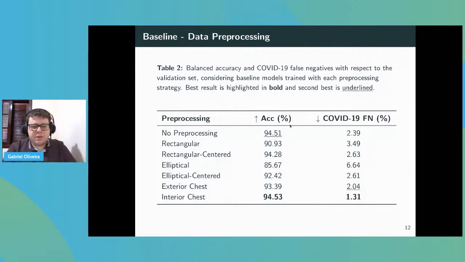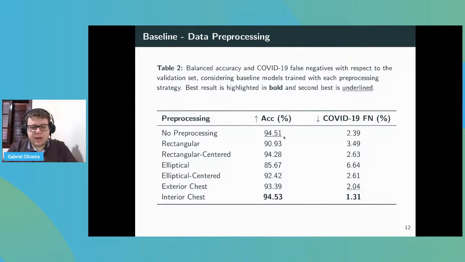So here are the results of our first experiment. We use different metrics. The first one, the ACC, is the balanced accuracy, which is a common metric used in multi-class classification. And the second one is the COVID-19 false negative rate. It's important to use this metric because when a patient has COVID-19 and the model predicts that this patient has no COVID, it's important to avoid this case because it's very bad for a patient that has the disease to go home. Using these two metrics, we evaluate our preprocessing techniques.